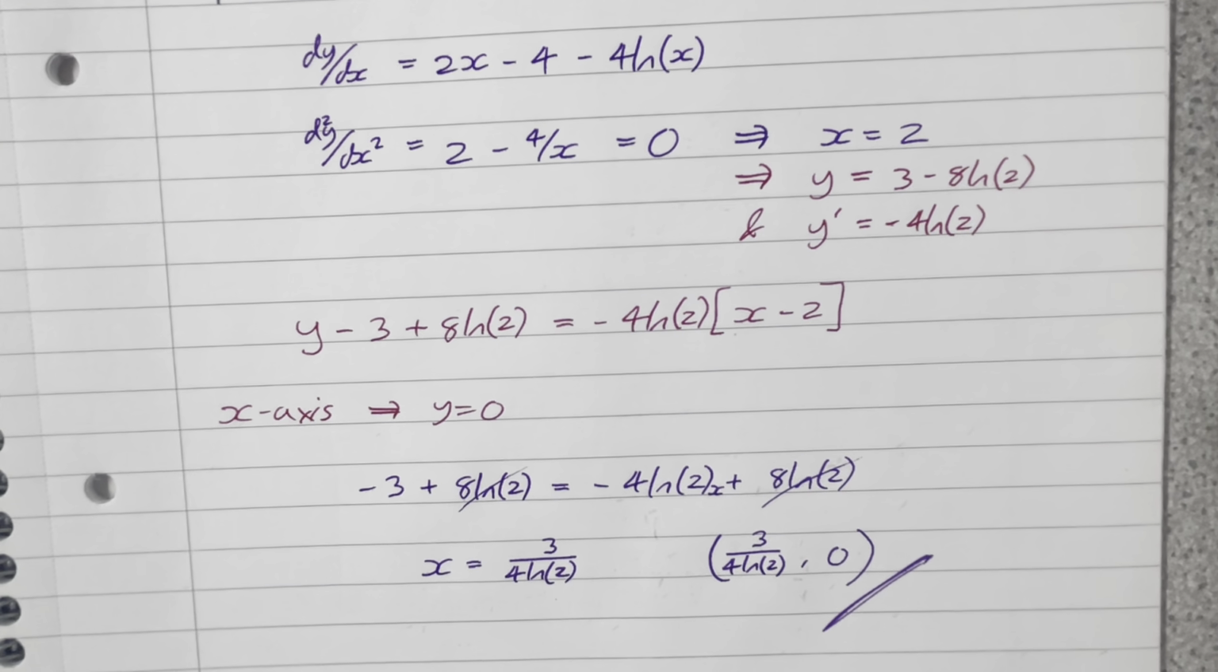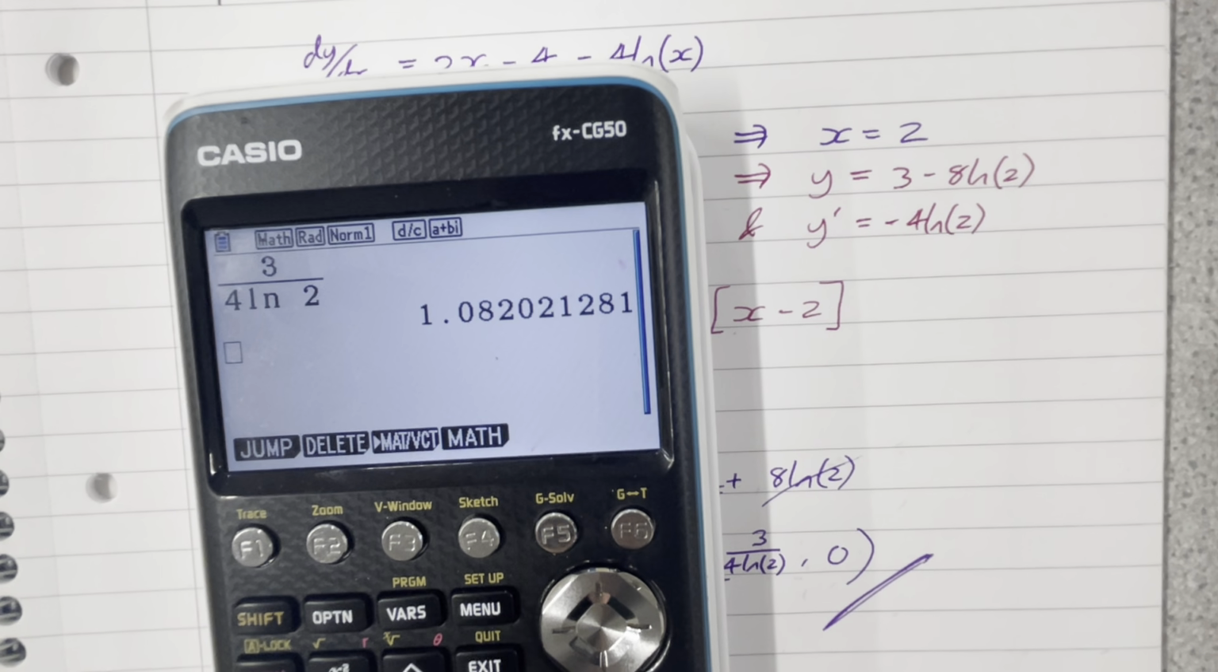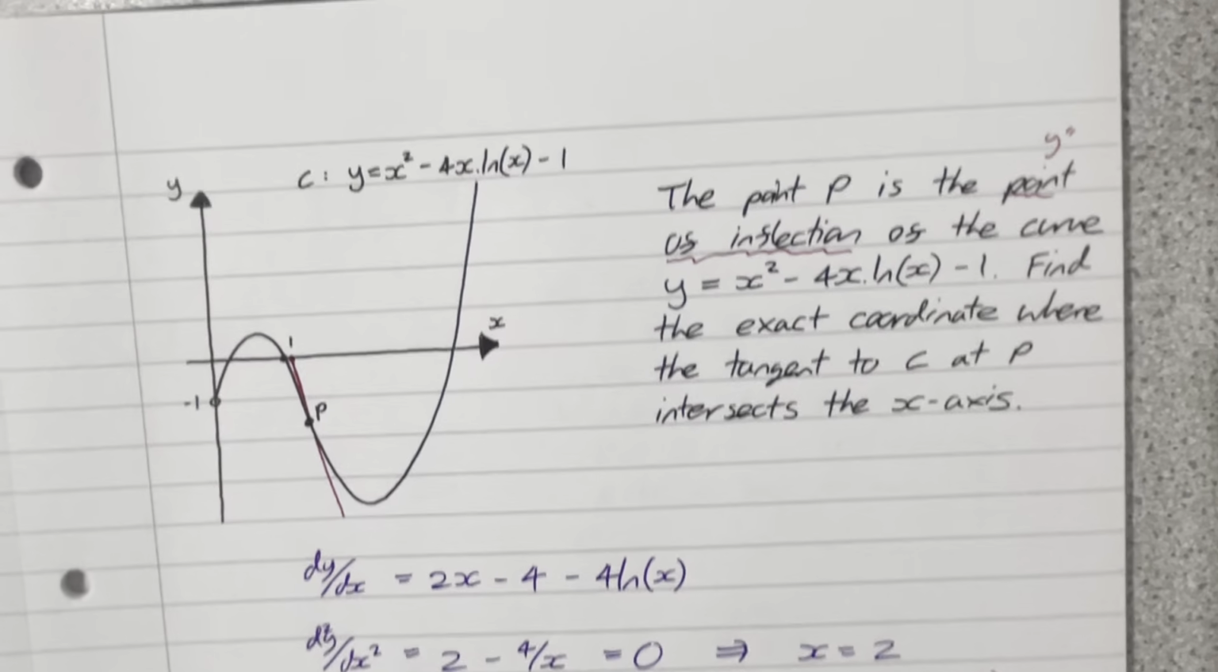Let's just check that that number is indeed ever so slightly bigger than 1, which we expected from the graph. So if I do 3 divided by 4 log 2, we can see that it is slightly bigger than 1 as predicted. Okay. All right, second question.